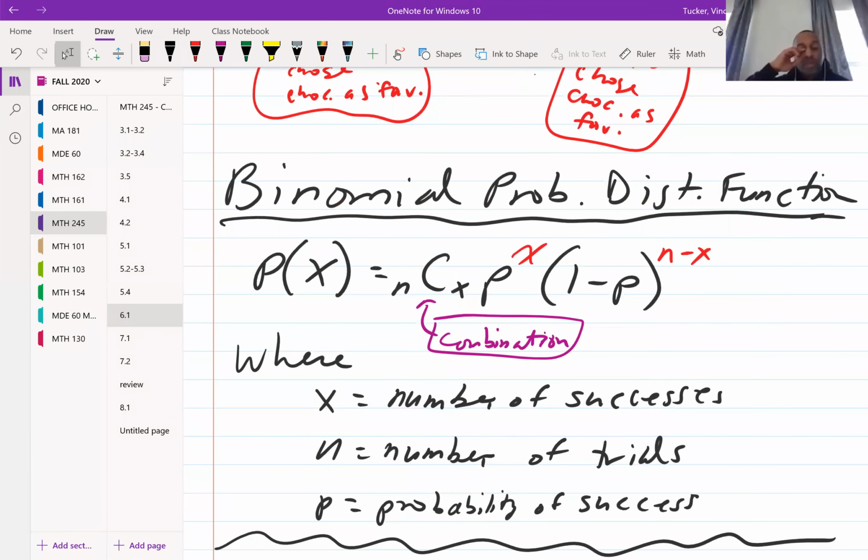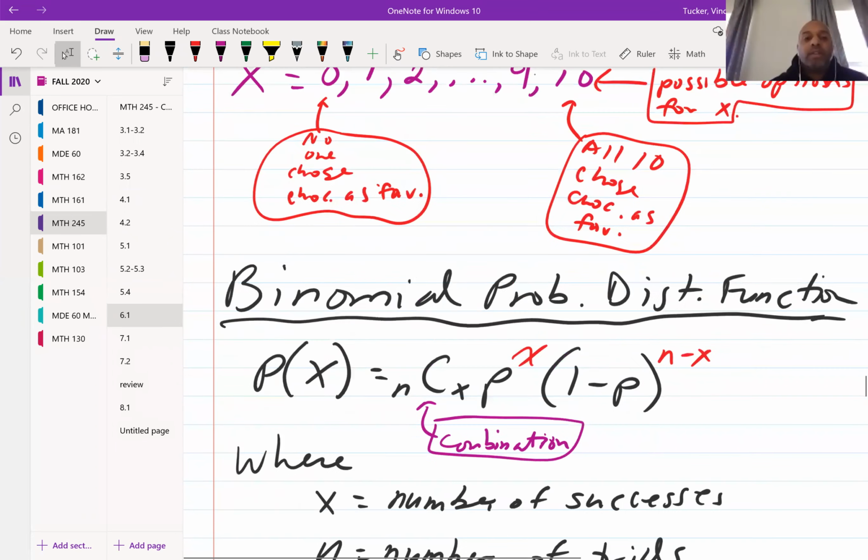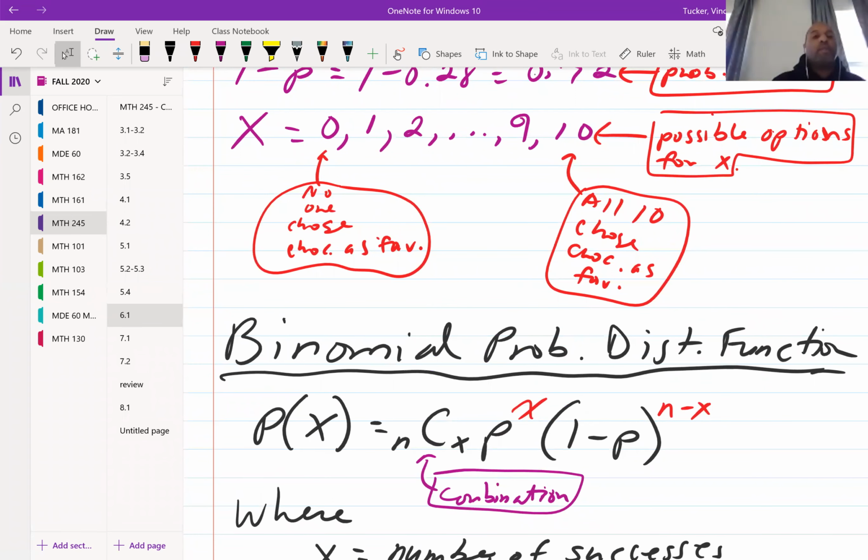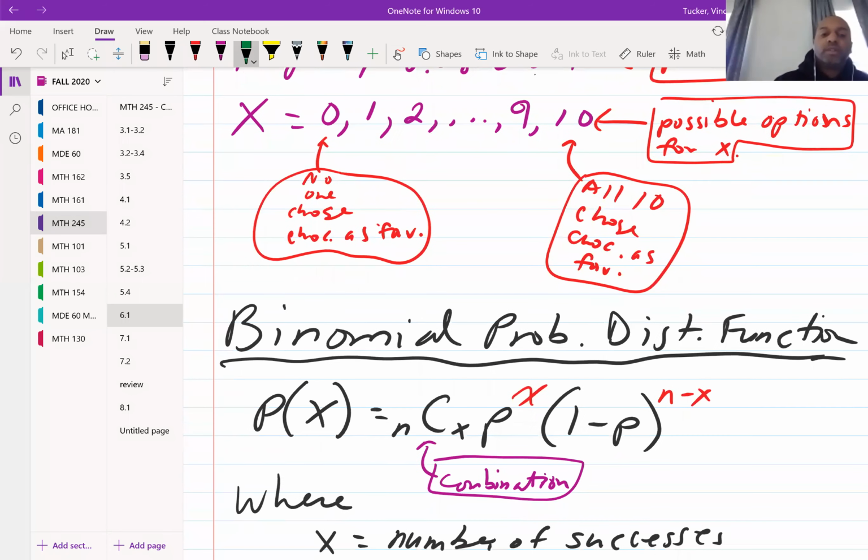So we have a formula to be able to calculate the probability of a certain number of successes. So in other words, when we go back here, I want to know the probability that when I choose 10 people, 2 of them would choose chocolate as their favorite. If I want to know the probability that if I choose 10 people, 9 of them would choose chocolate as their favorite, that's what we're talking about here.